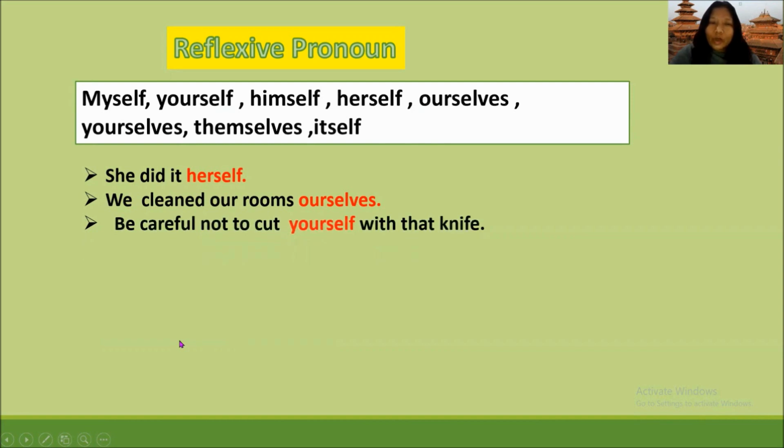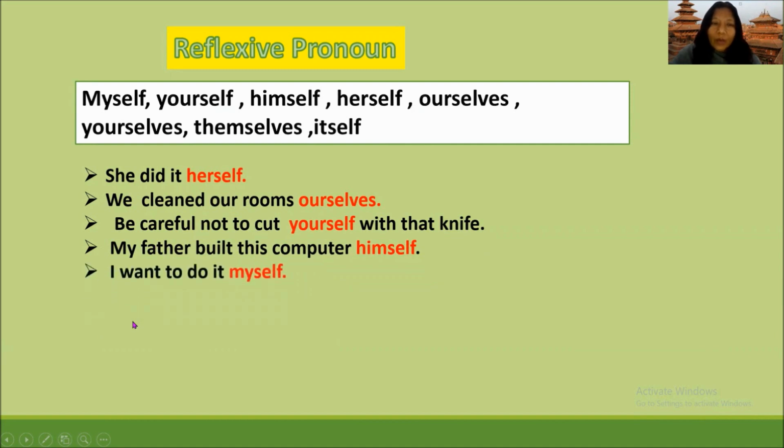And be careful not to cut yourself with that knife. Here, yourself refers to you, and you is understood here, that means not seen, okay? My father built this computer himself. Himself refers to my father, okay? My father is the subject of the verb in this sentence, right? I want to do it myself. Myself refers to I, okay?